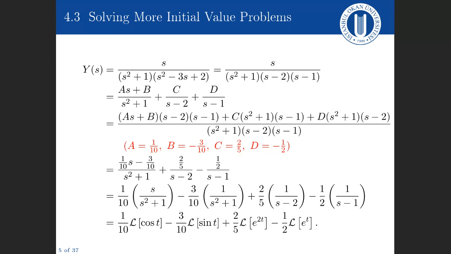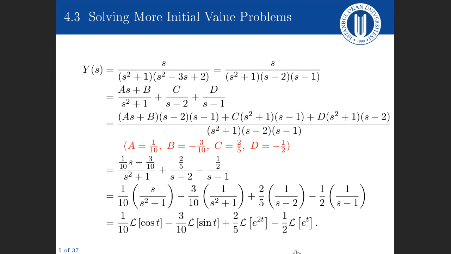Looking at our table of elementary Laplace transforms, s over s squared plus 1 is the same as the Laplace transform of cos t. 1 over s squared plus 1 is the same as the Laplace transform of sine t. 1 over s minus 2 is the same as the Laplace transform of e to the power 2t. And 1 over s minus 1 is the same as the Laplace transform of e to the power of t. And then we've pretty much finished.